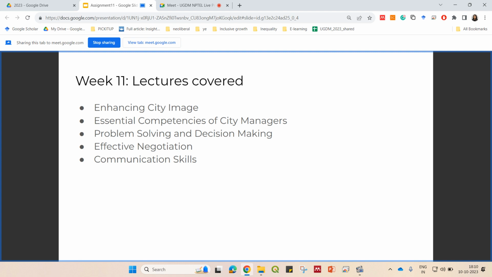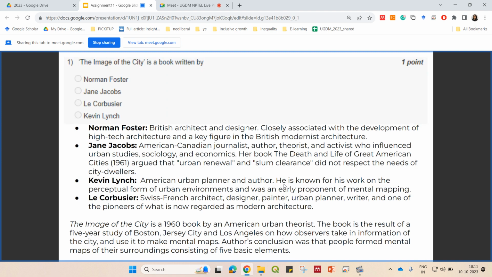Now we'll start with the questions. So the first question for this week is related to the image of the city concept that you would have studied. This question asks that the image of the city is a book written by which author? You have names of four authors: Norman Foster, Jane Jacobs, Le Corbusier, and Kevin Lynch.